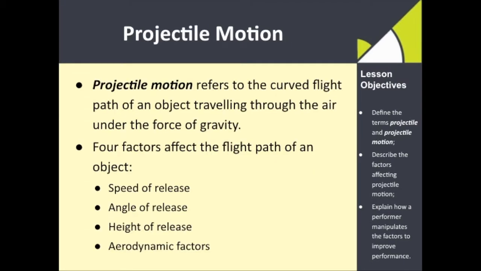So, projectile motion refers to the curved flight path. Whenever we throw something in the air, it will follow a curved flight. Now, there are various factors that affect the shape of that curve. The factors we're going to look at start with the speed that we release an object. And remember, when we talk about release, it can be released from the hand when we're throwing something, we could be kicking something, or hitting something with a golf club. So the primary factors are the speed of the release, the angle of release from the floor, the height of the release in relation to where we're aiming to get it, and also the aerodynamic factors of the object that we're throwing.